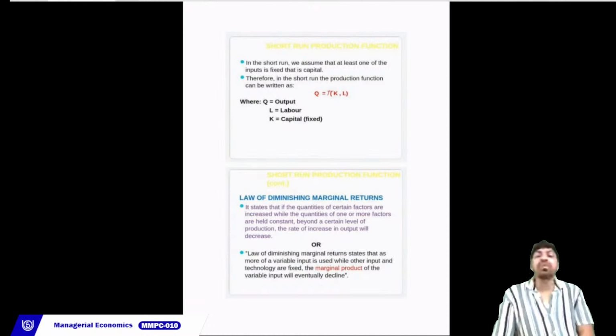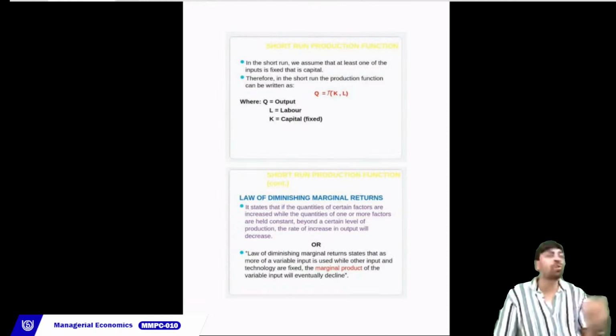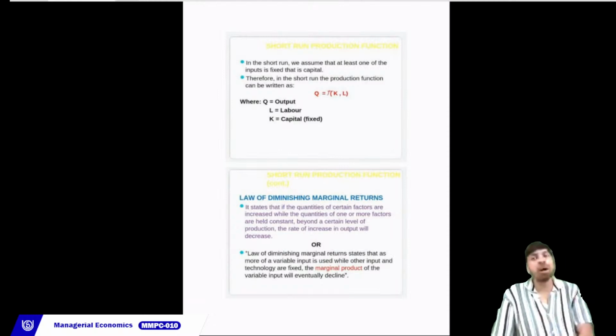And once the total product declines at an increasing rate, the marginal product becomes negative. So this is called the law of diminishing marginal returns. Here we are talking not only about total output, total product, but also about the marginal product, because the marginal product is calculated from the total product, or total output. That's why the law of diminishing marginal returns also relates to the marginal product.